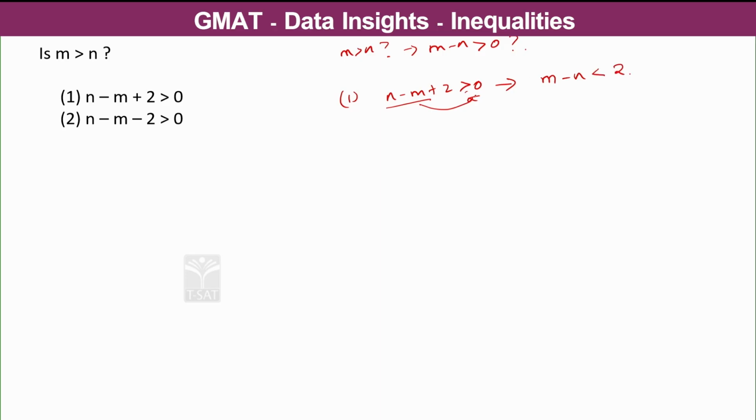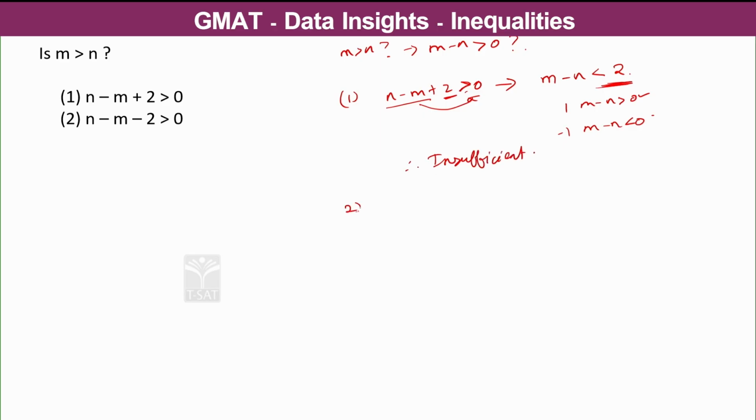The inequality remains the same: this side will be lesser and that side will be greater, 2 is on the greater side. So, m minus n is less than 2. Here, if it is say 1, then yes, m minus n will be greater than 0. But if it is minus 1, since it can be any number less than 2, m minus n is less than 0. So, therefore, this statement is insufficient to answer the question.